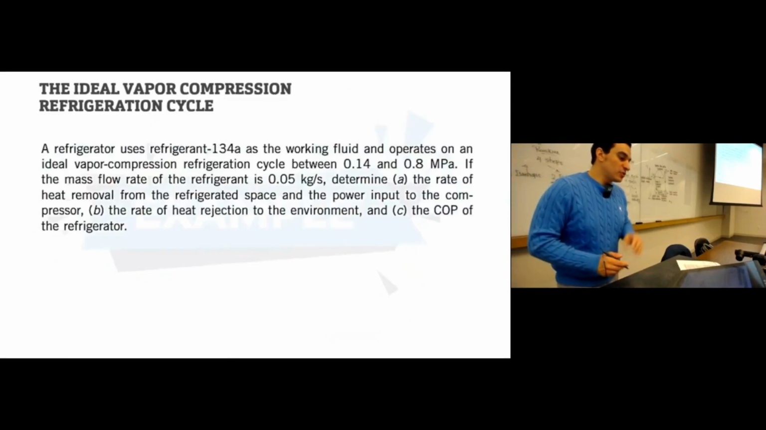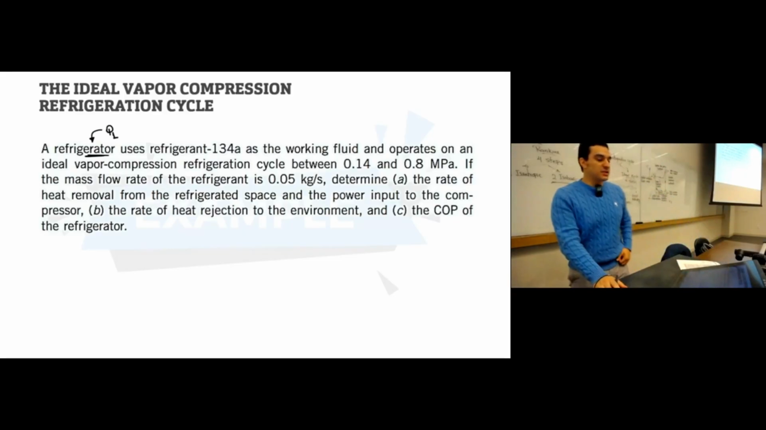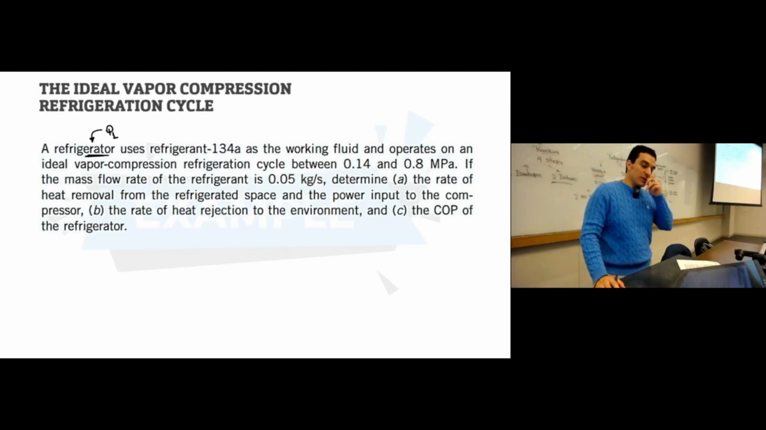Let's see an example. Here we have an example, it says refrigerator. So again, this is refrigerator. So this word means our objective is QL. This refrigerator uses refrigerant 134A. This is the name of the substance we are using as a refrigerant.